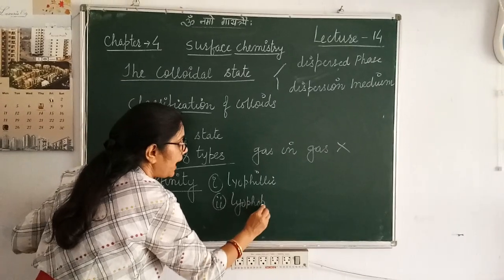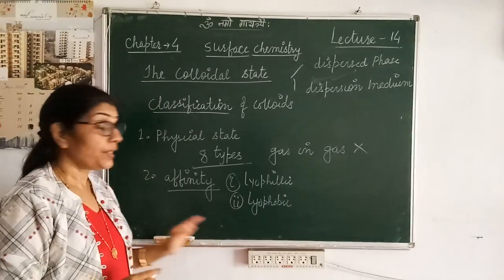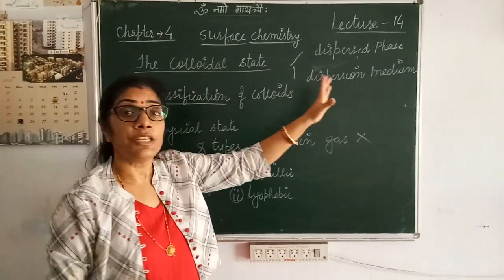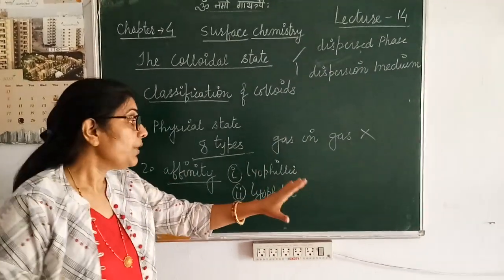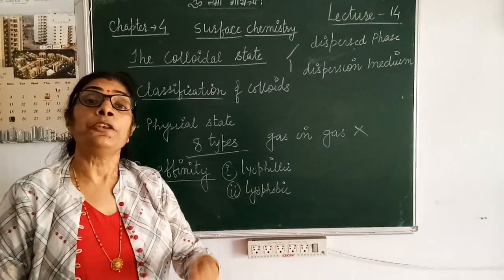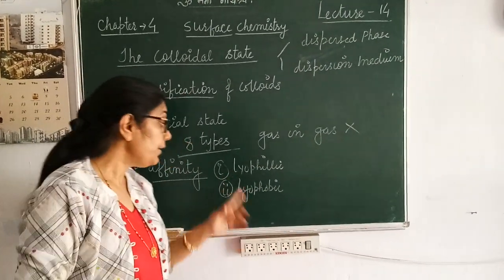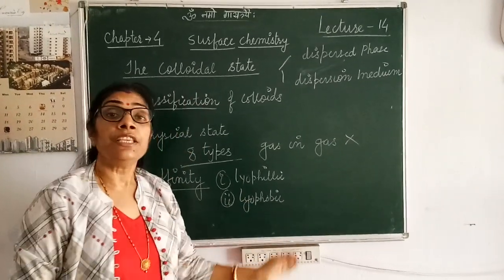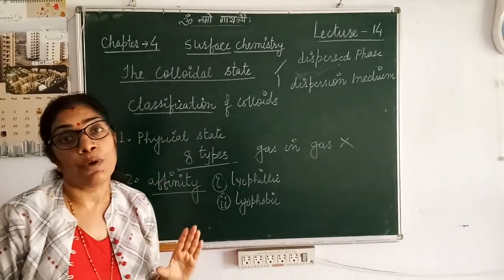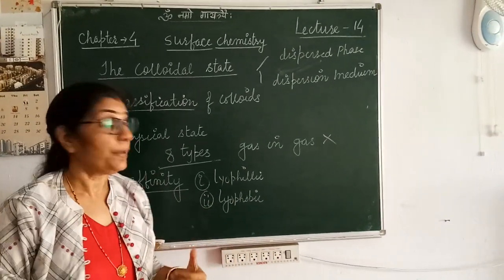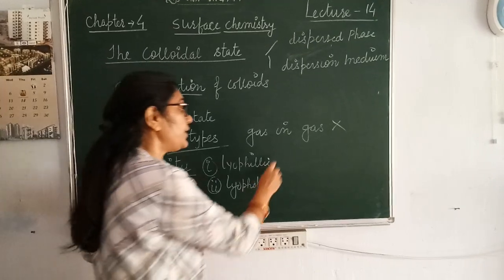Okay. So as the name itself suggests, lyophilic means when there is affinity between the dispersed phase and dispersion medium. And since there is affinity, they are stable. They cannot be precipitated easily. Whereas lyophobic colloids are unstable. They easily get precipitated or coagulated. They do not have affinity with each other. This is the second classification.